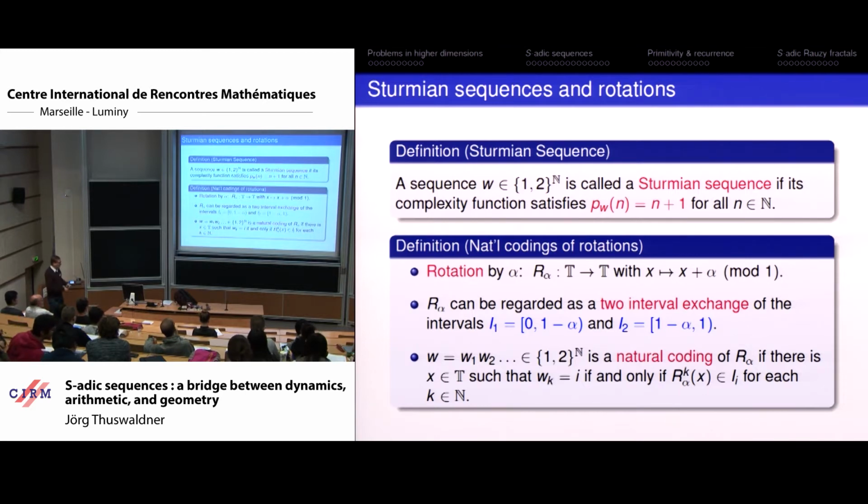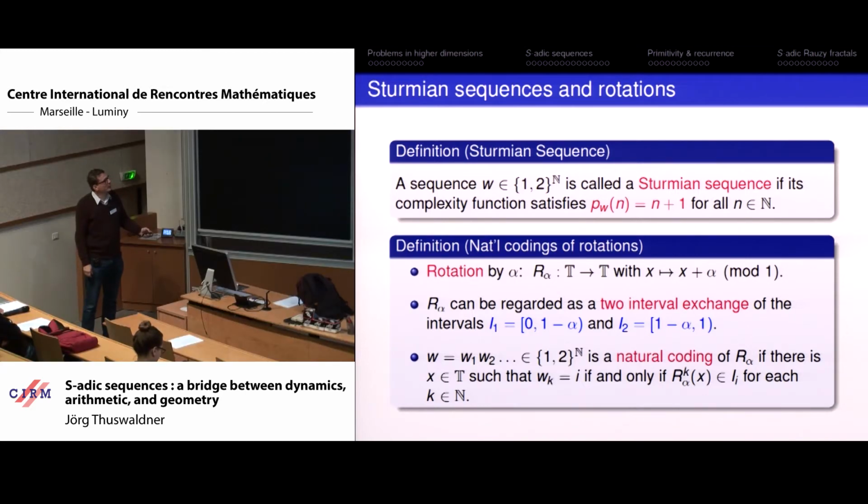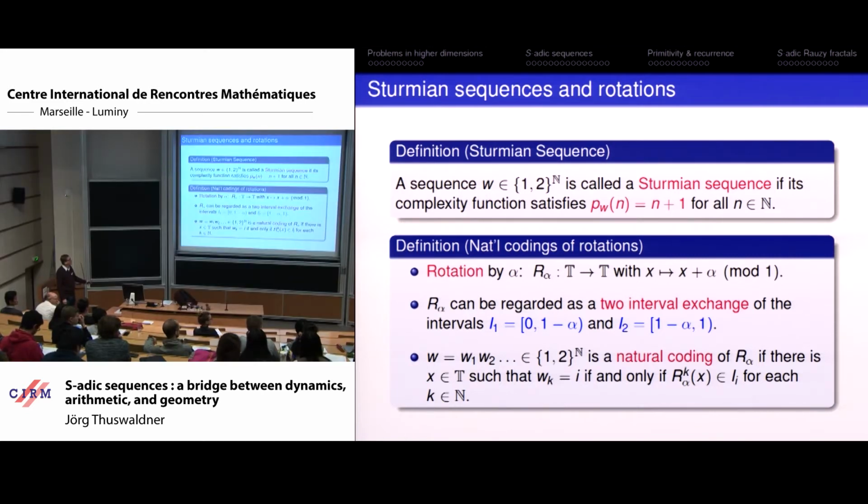Now this rotation can be regarded as what is called a two-interval exchange. If you subdivide your unit interval into the intervals I1 and I2, then under this rotation, all the elements of I1 are shifted by alpha, and all the elements of I2 are shifted back by 1 minus alpha. So the rotation exchanges those two intervals.